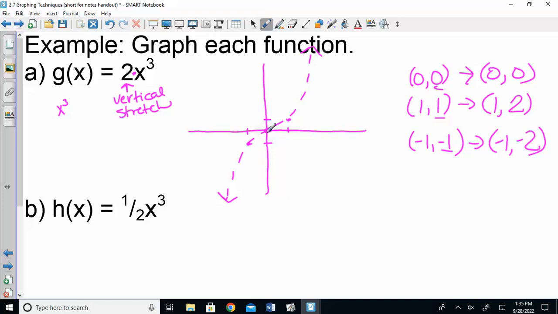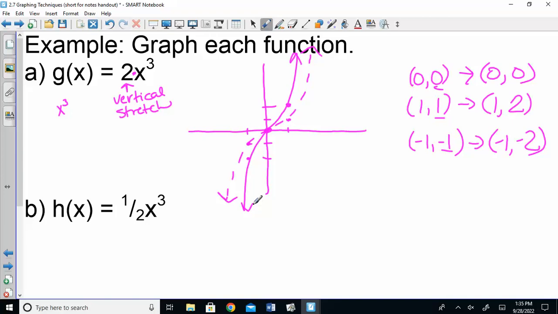So then we just plot those points. So we have 0, 0, 1, 2, negative 1, negative 2. And we see we just get a skinnier version of the graph we had.